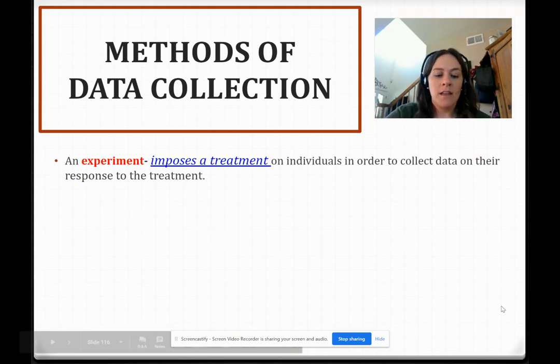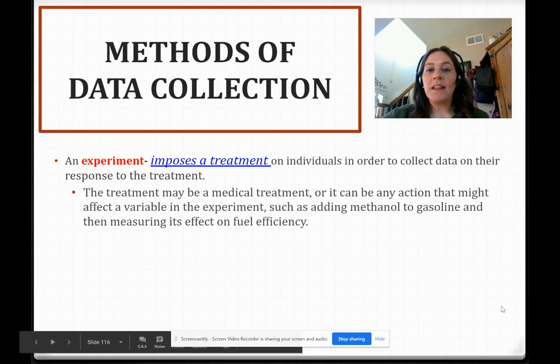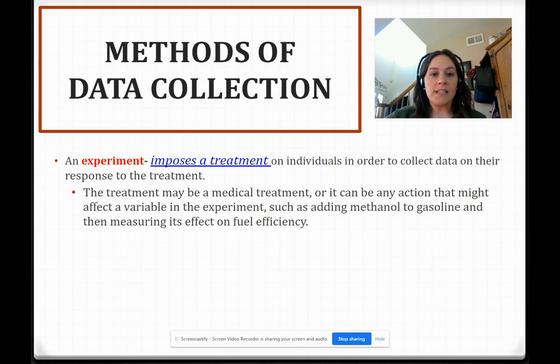A treatment may be something like a medical treatment, or it could be any action that might affect a variable in the experiment, such as adding methanol to gasoline, and then measuring its effect on fuel efficiency. It could be giving a particular medicine to somebody and seeing how their headache pain is affected. You typically see experiments when you want to see some type of cause and effect.